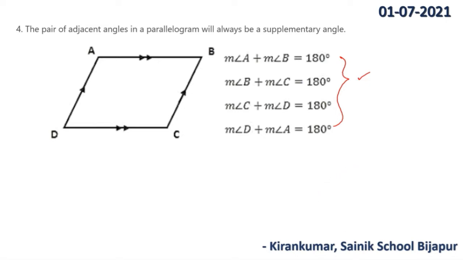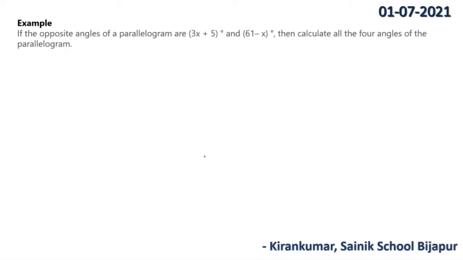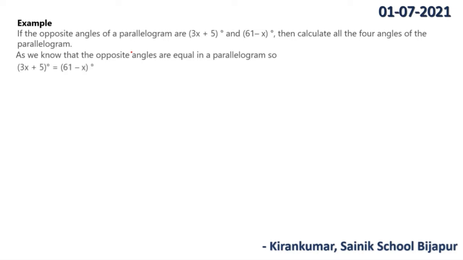Let us take a simple question and try answering that. The question here is, if the opposite angles of a parallelogram are 3x plus 5 degrees and 61 minus x degrees, then calculate all the 4 angles of the parallelogram. We should recall that the opposite angles of the parallelogram are equal. So, as we know that the opposite angles are equal in a parallelogram, we can equate 3x plus 5 degrees equal to 61 minus x degrees.